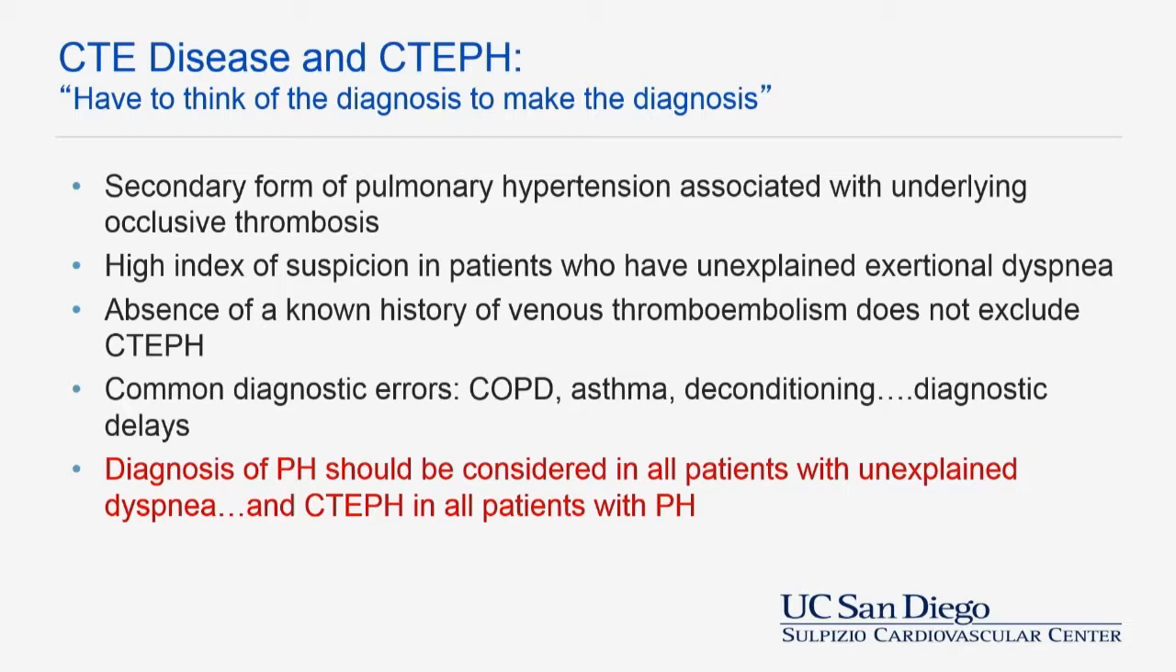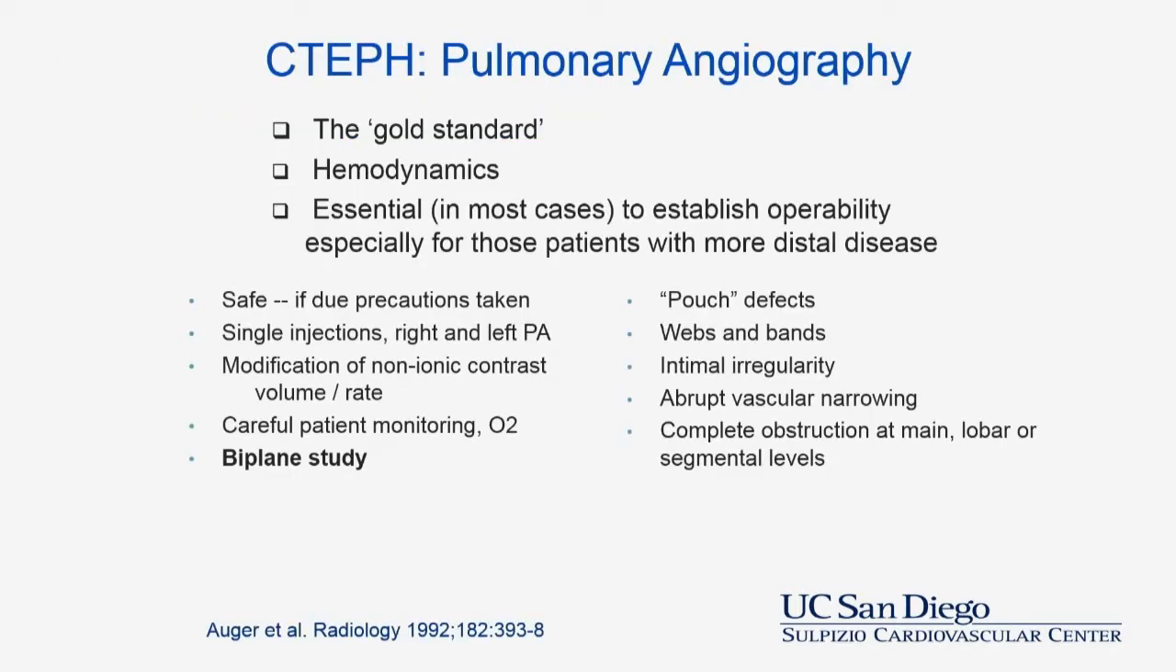So if you have somebody with pulmonary hypertension, always think of, in fact, if you have somebody with shortness of breath, think of PH. If they have PH, you need to exclude CTEPH. There are a lot of diagnostic strategies, and I won't talk about that today, but we do feel at UC San Diego that pulmonary angiography is critical to make the diagnosis and come up with therapeutic options. It's safe. We do it as a biplane procedure, and there are a lot of classic signs that you see on angiography, including pouch defects, webs and bands, intimal irregularities, and abrupt cutoffs.